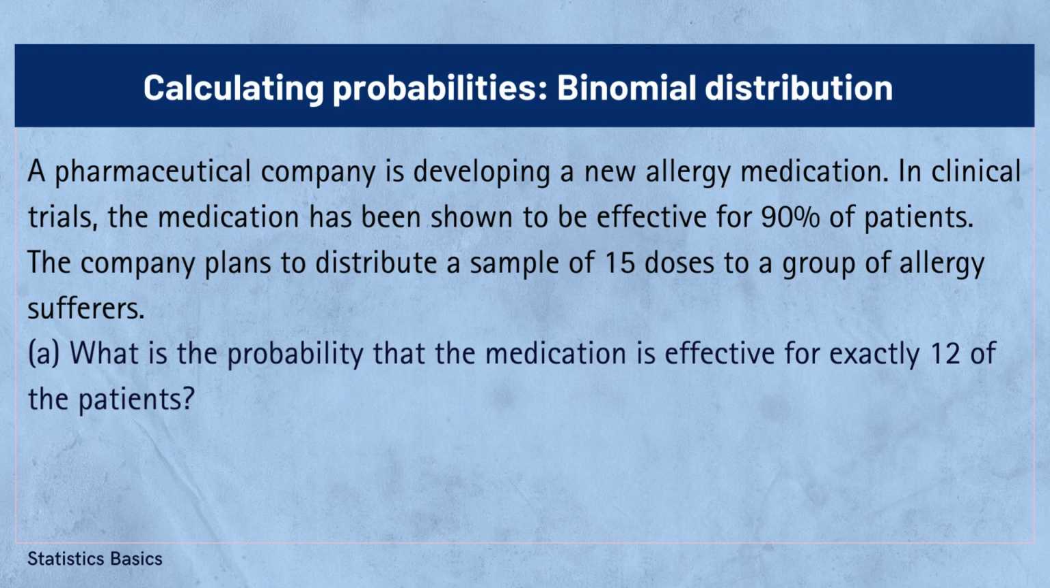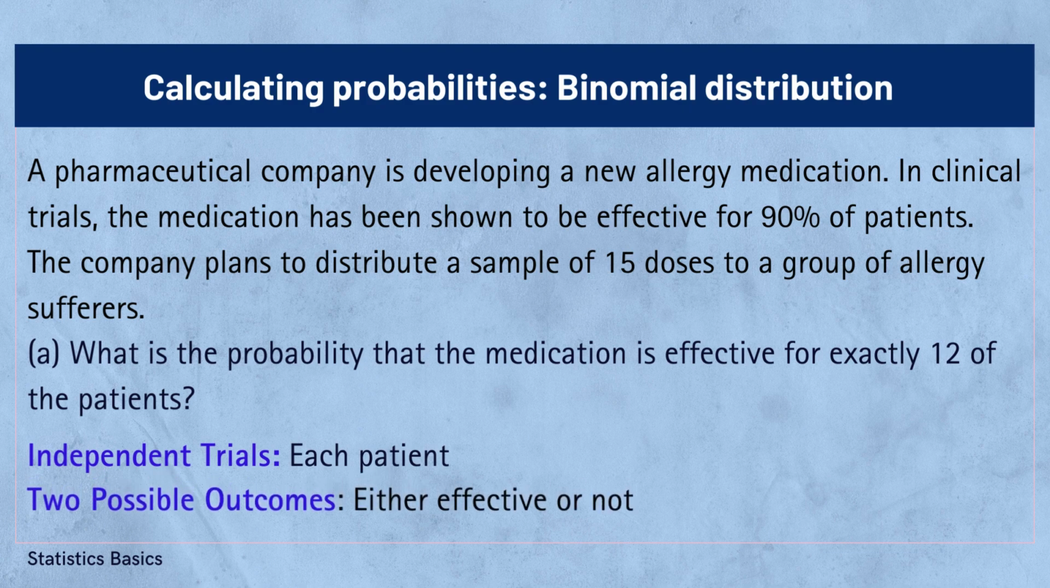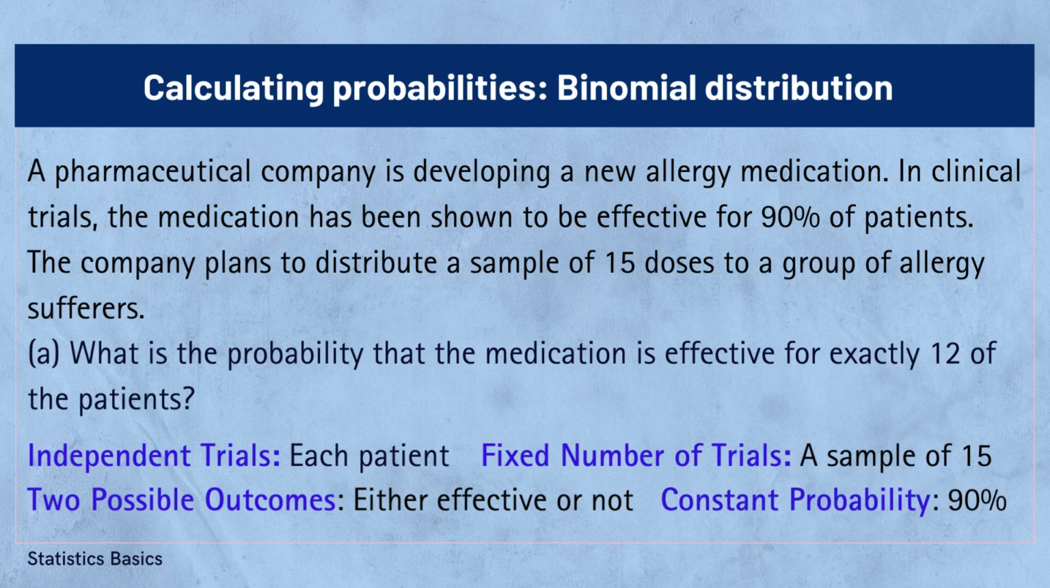Let's now apply the binomial distribution to our pharmaceutical scenario, where each patient represents an independent trial with 2 possible outcomes. The medication is either effective or not. We have a fixed sample size of 15 patients, and based on clinical trials, we assume a constant probability of success of 90% for each patient.